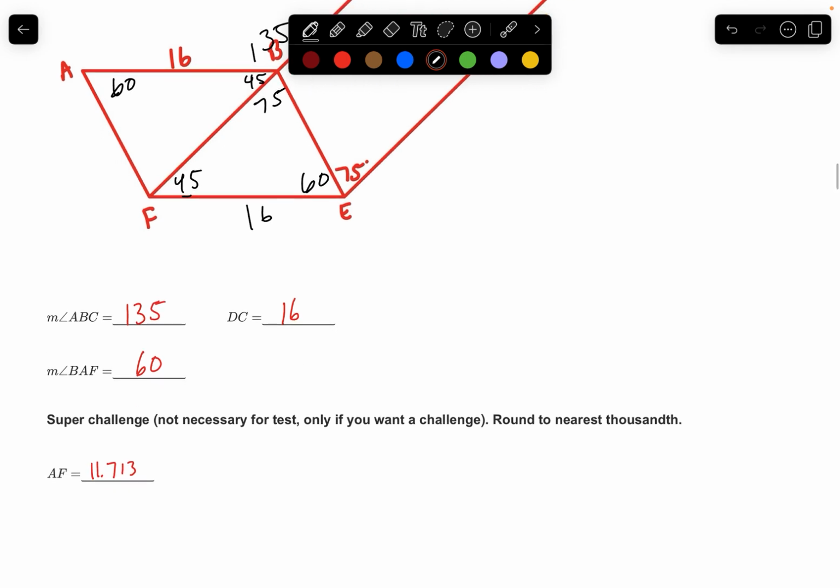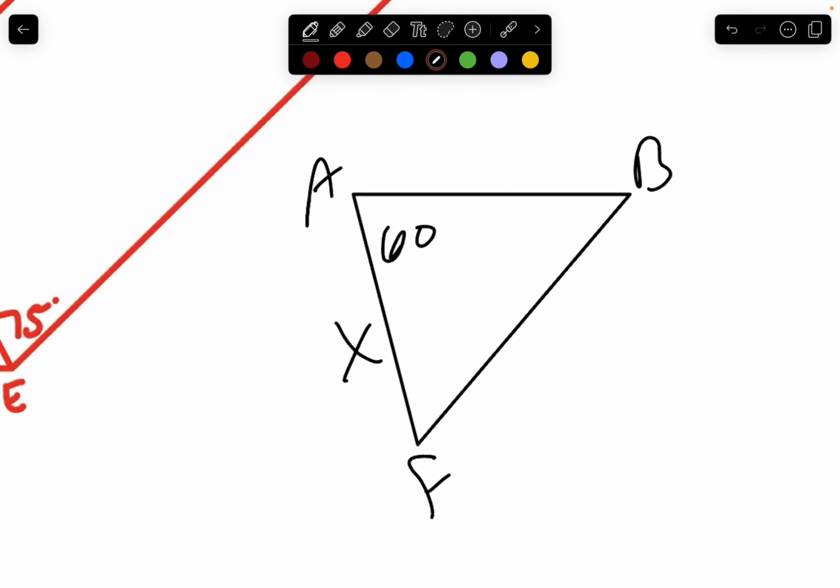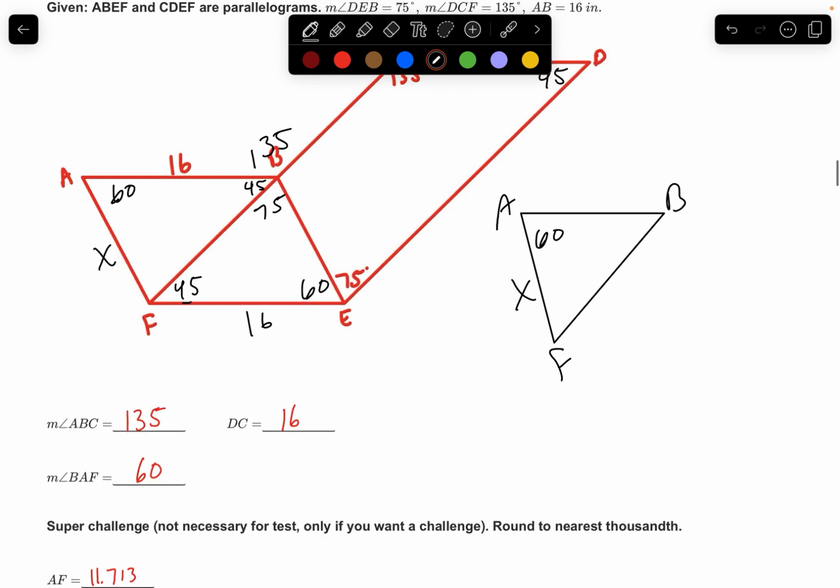Super challenge, round to the nearest thousandth. How long is AF? I'm going to call that X. Let's give this some thought. If I draw this triangle over here, this triangle is called A, B, F. This is X. I know I have 60. Oh, I like 60. So if I know this side's 16, I want to keep that side intact.